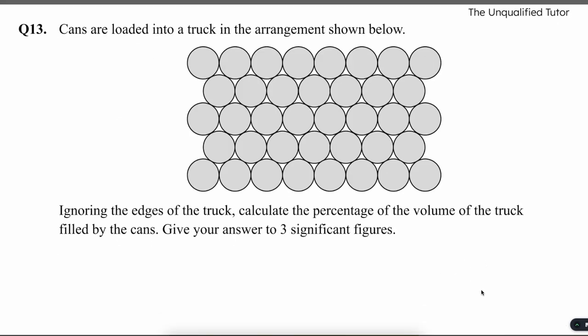Question 13. Cans are loaded onto a truck in the arrangement shown below. Ignoring the edges of the truck, calculate the percentage of the volume of the truck filled by the cans.